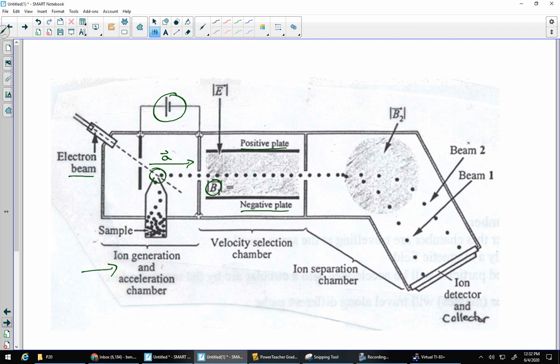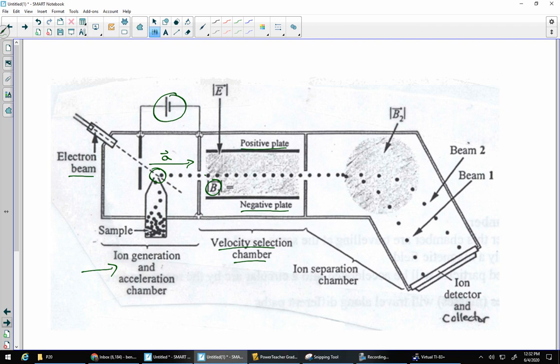Essentially, that is going to be our velocity selection chamber. It's going to make sure that everything that's passing through is going at the exact same velocity. We'll talk about that in more detail in a little bit, but you're probably already starting to guess it's based on balanced forces, the balanced magnetic and electric force.